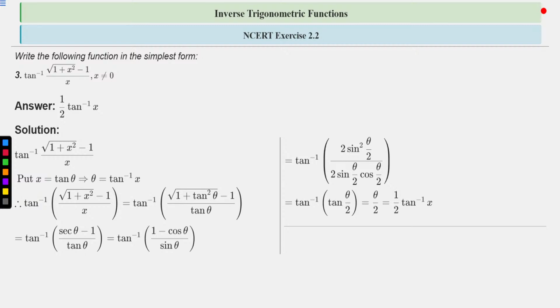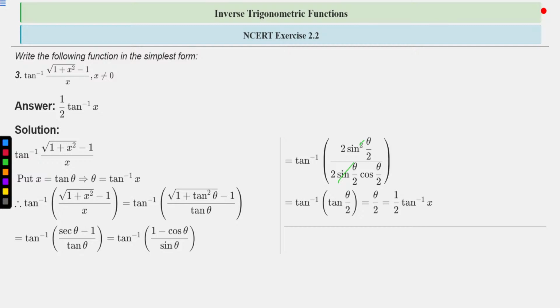And sin theta, we will write sin theta as sin 2 into theta by 2, right? And we will apply the formula of sin 2 theta, and we will write 2 sin theta by 2 into cos theta by 2, right? Now, sin theta by 2 and sin theta by 2 will cancel out in the numerator and the denominator. And we are left with tan inverse tan theta by 2, right?